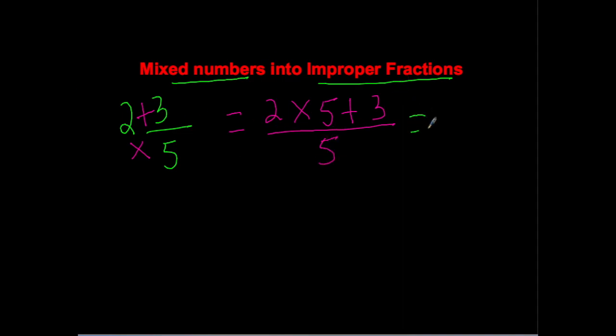So now once you get this, you simply simplify. 2 times 5 is 10 plus 3 is 13 over 5. So your improper fraction is 13 over 5. As you can see, the fraction part was already simplified, so you didn't need to simplify it. Always look to see if you can simplify the fraction part of the mixed number first, okay?